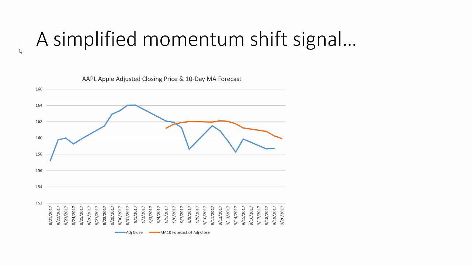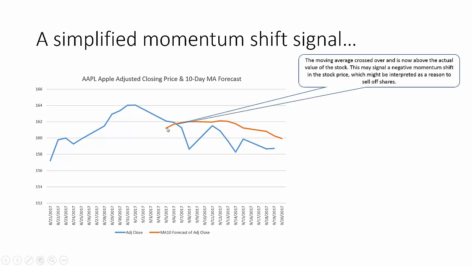So we're looking at Apple stock, and it's the adjusted closing price over that 10-day moving average forecast. Where we see the orange line pass above the blue line, this is where the moving average has cut from below to above the actual stock price. What this means is that the price of the stock is falling faster than the moving average, and it's pulling the moving average down. And so some stockbrokers and stock traders consider this an indication of a momentum shift in the downward direction, which signals that they should be starting to sell off these shares of Apple.